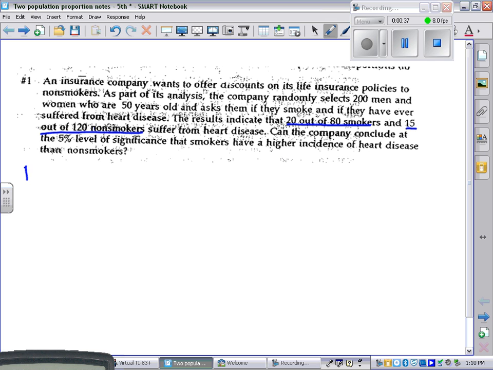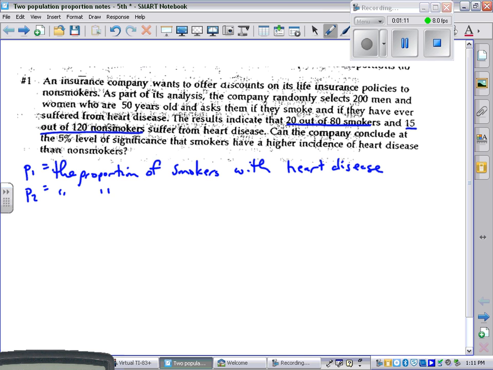So one of the things you might want to do first is define your P1 and P2. We know we'll have two Ps because it's a two population proportion. What should we call P1? And we've got to say more than just smokers, because smokers isn't going to give me the proportion. P1 can be the proportion of smokers who have heart disease, right? And then likewise, P2 will be the proportion of non-smokers with heart disease.